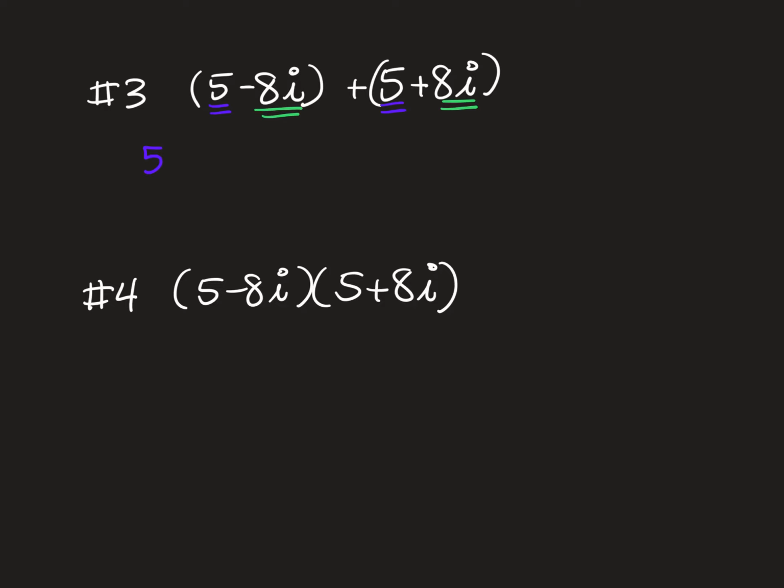But we're just going to do 5 plus 5, and then we'll add the 2 imaginary terms together, so negative 8i plus 8i. So we end up with 10 plus 0i, so it's just 10. Now, because these are conjugates, you should end up with the same sort of thing happening when we multiply, meaning we're going to get a real number when we multiply these two things together.